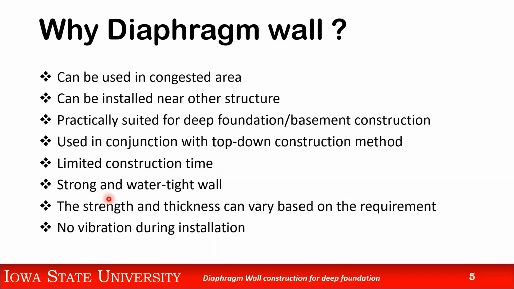It is very strong and watertight, so you don't have the problem of water leakage as well. And since it's normally a reinforced concrete wall, you always have variation in strength. You can go from lower strength to very high strength based on the requirement. So you have the range in which you can operate, which is always good. You don't want to waste too much money on that as well. And then the best of it is no vibration during installation, which happens in the secant pile wall. And when you are in the city, you cannot just do all the vibrations.